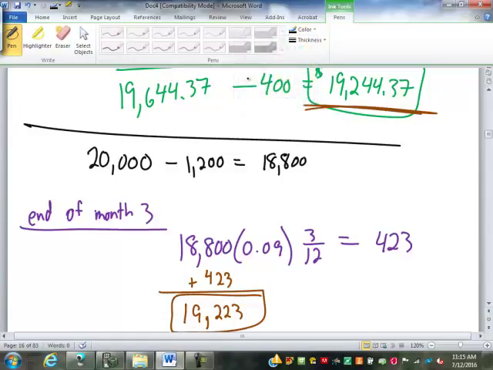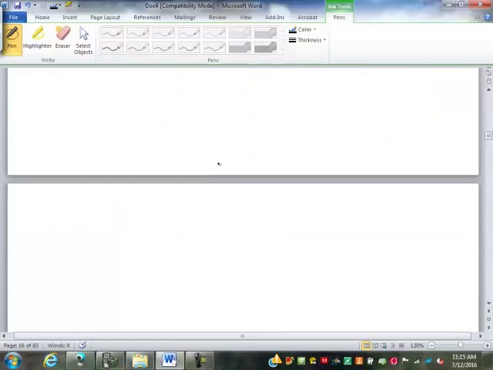Okay, so I mentioned that word compounding. What's that?